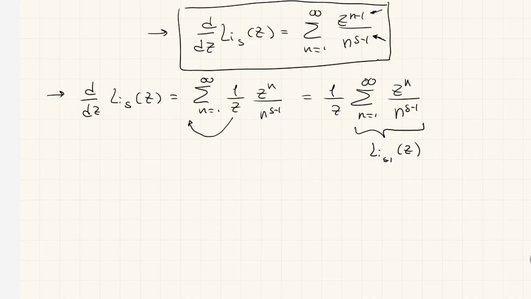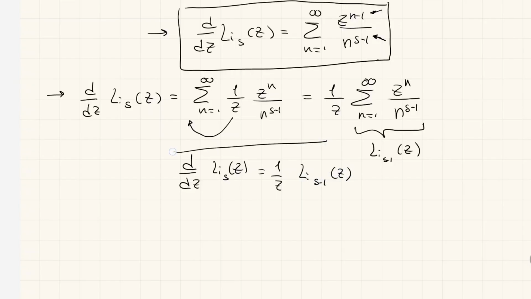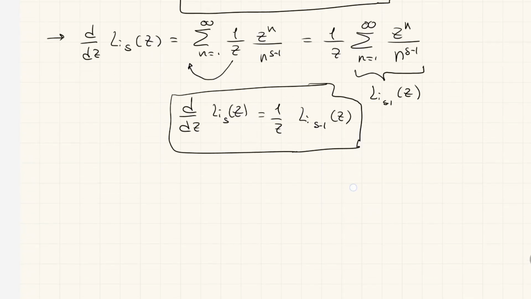Okay, so we got a kind of recursive relation for the derivative. We get that the derivative with respect to z of Li s of z is equal to 1 over z times Li sub s minus 1 of z. So this is the second important relation that we find.